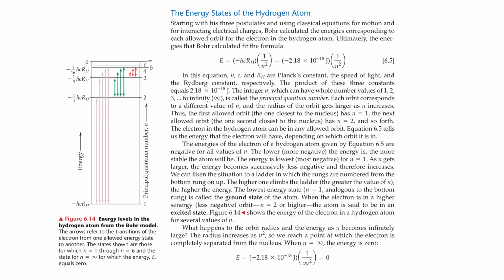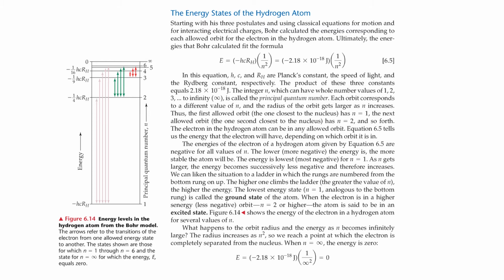The energies of the electron of the hydrogen atom, given by equation 6.5, are negative for all values of n. The lower and more negative the energy is, the more stable the atom will be. The energy is lowest, or most negative, for n equals 1. As n gets larger, the energy becomes successively less negative and therefore increases. We can liken the situation to a ladder in which the rungs are numbered from the bottom rung up. The higher one climbs the ladder, the greater the value of n, the higher the energy.